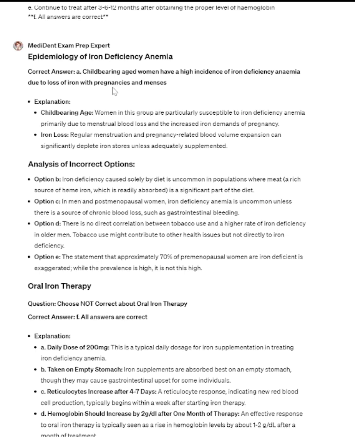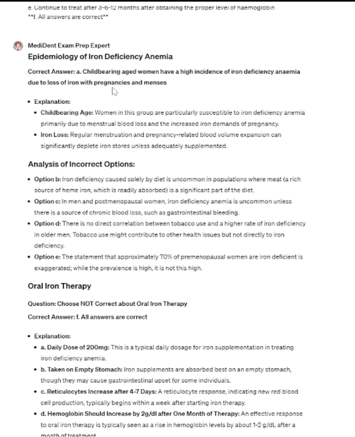Analysis of incorrect options. Option B, iron deficiency caused solely by diet, is uncommon in populations where meat, a rich source of heme iron, which is readily absorbed, is a significant part of the diet. Option C, in men and postmenopausal women, iron deficiency anemia is uncommon unless there is a source of chronic blood loss, such as gastrointestinal bleeding.